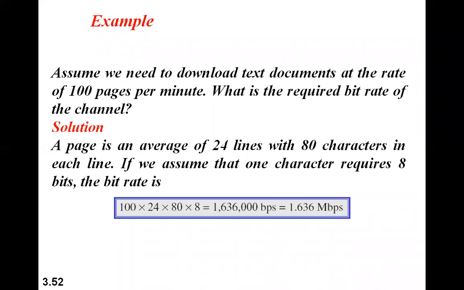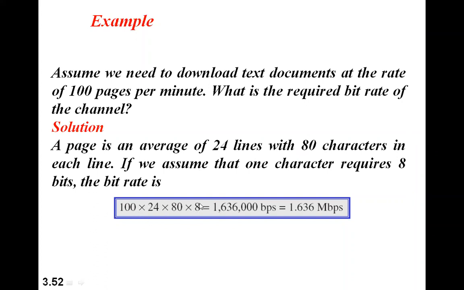Assume we need to download a text document at the rate of 100 pages per minute. What is the required bit rate of the channel? We can use that one. 100 pages we are tracking. Each page, assuming 24 lines and 80 characters, that means 24 multiplied by 80, that many characters are there in each page, and there will be 100 pages.